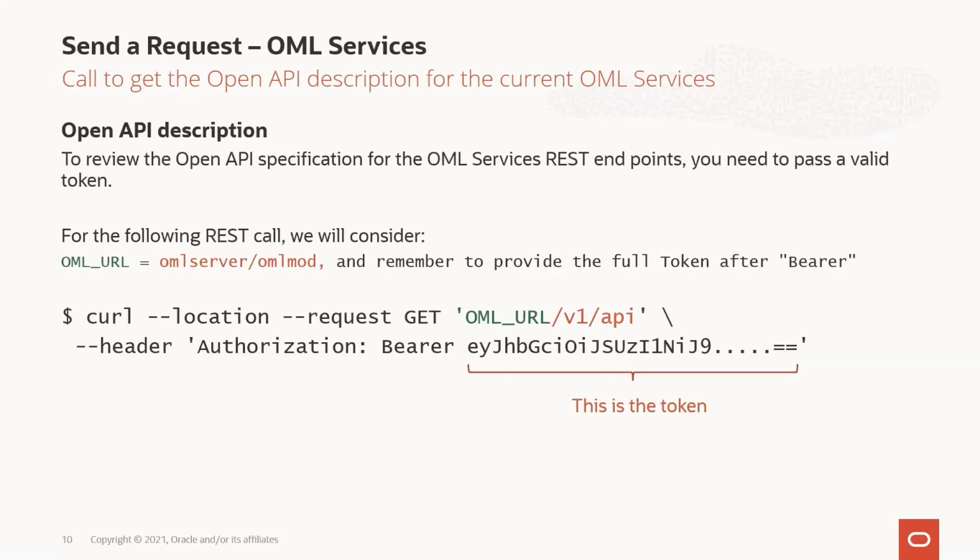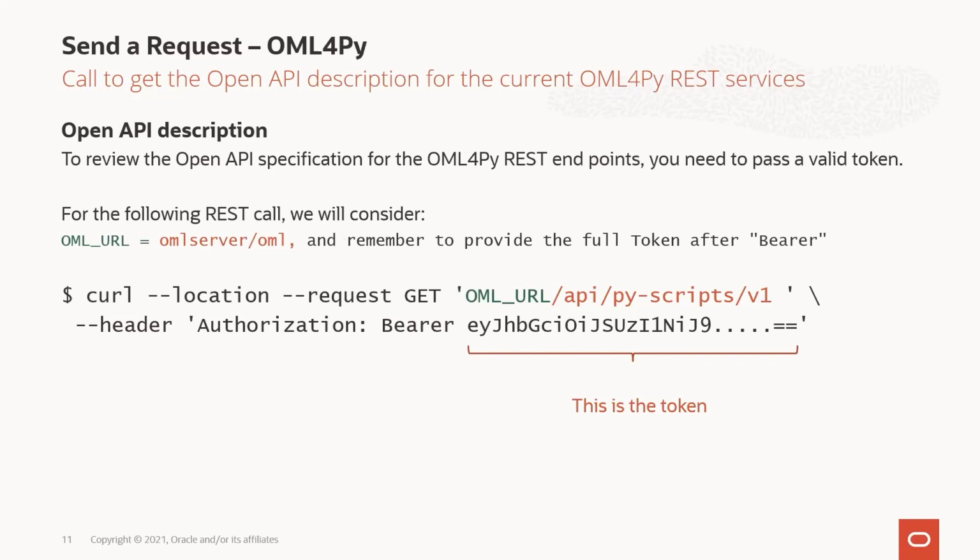This is an example of an OML Services REST API request, and it's retrieving the open API description, or the Swagger file, for the current version 1. The return value describes the entire API, including all the available endpoints and the operations that are available for each endpoint, like get and post. And here we're passing the OML Services URL, which is the OML server base URL with OML mod for OML Services, along with the token to the version 1 API.